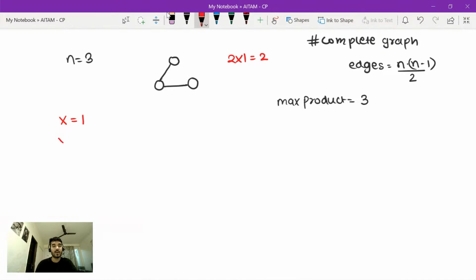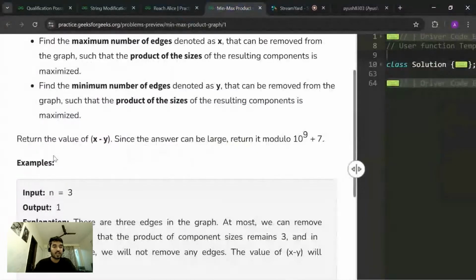And what is the value of y? That is the minimum edges that we can remove to get the maximum product. So the minimum edges that you can remove to get the product 3 is 0. Do not remove any edge. And if you do not remove any edge, then the component has size 3, which is your maximum product. So here in this case, my answer is equal to x minus y, which is equal to 1 minus 0, which is equal to 1. So that's why here in this case, the expected output was 1.